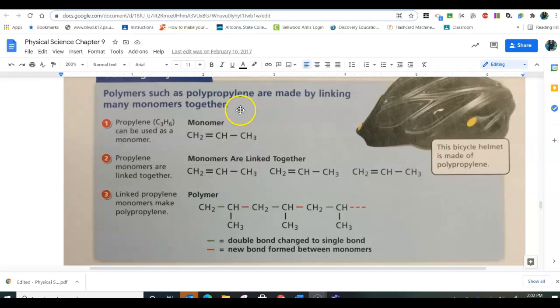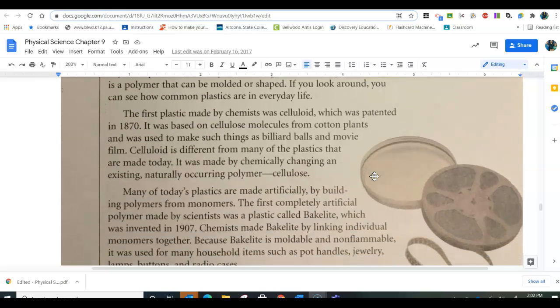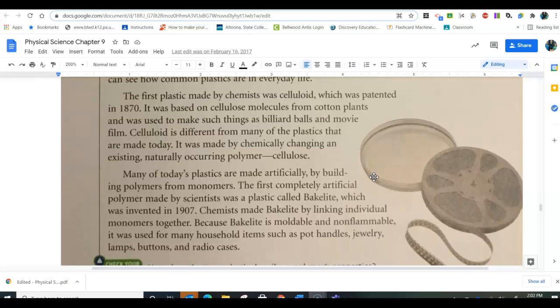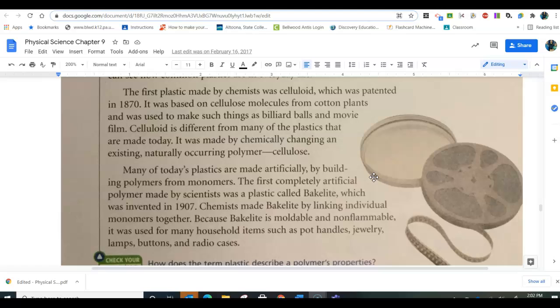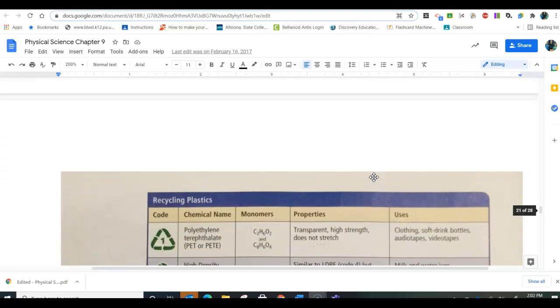Here it shows you linking different types of monomers together. This is propylene, and then you make polypropylene, which this helmet was made out of. So plastics are easily molded. You know, in shop class, they used to melt plastic down and make screwdrivers. You could actually make the handle of a screwdriver by placing the metal screwdriver in it and make the handle.